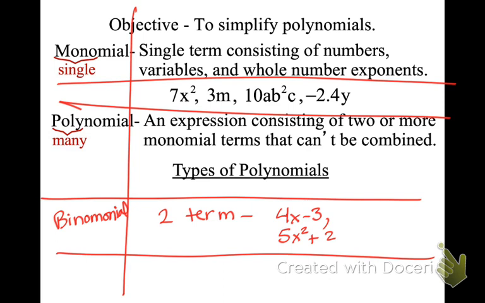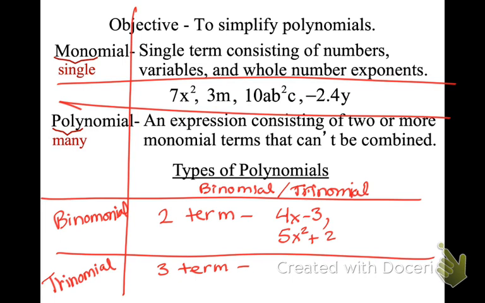Another type of polynomial, I should probably write here, binomials and trinomials. Okay, another type is called trinomial. What do you think is a trinomial? Jean? 3 terms, like our tricycle. Can somebody give me an example of one? Go, Jonah. 2x plus 3y minus 7x.